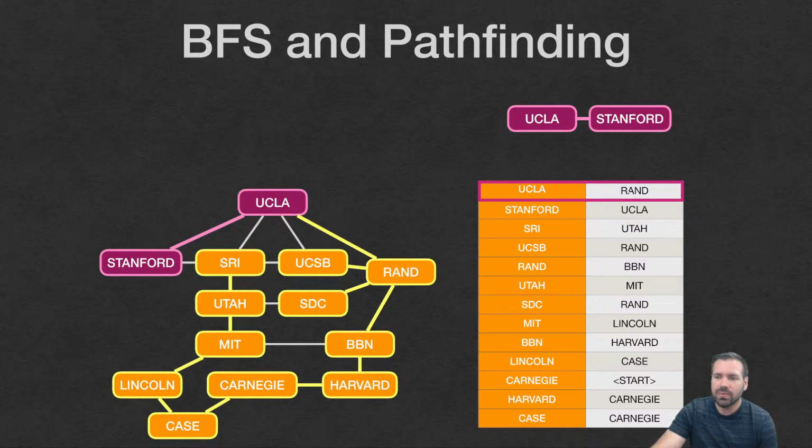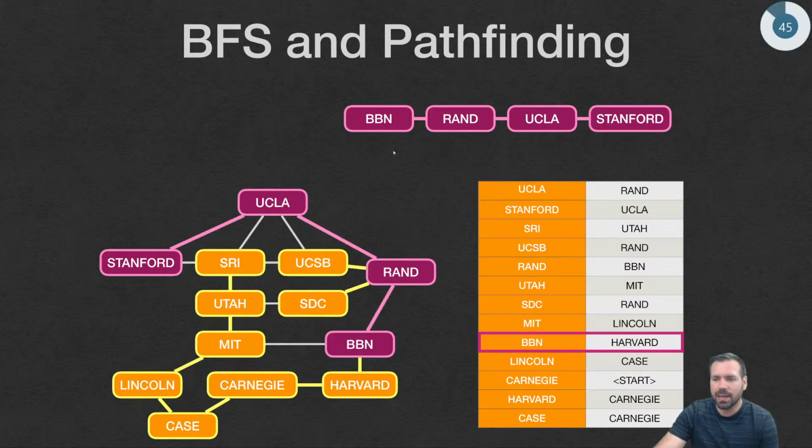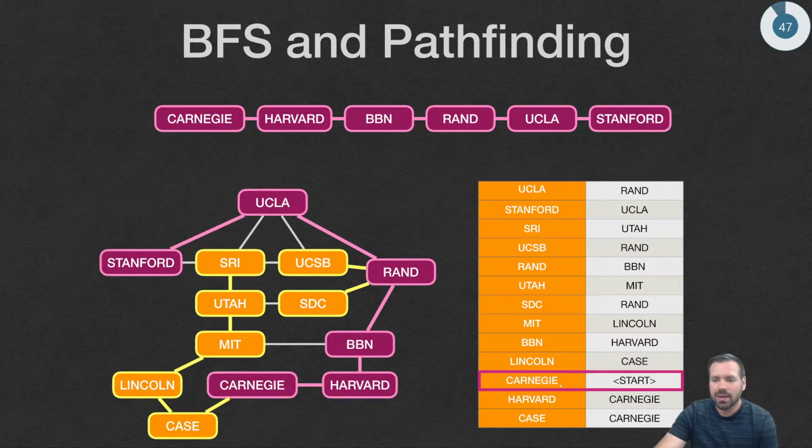UCLA, who found you? Rand, prepend Rand. Rand, who found you? BBN, prepend BBN. BBN, who found you? Harvard, prepend Harvard. Harvard, who found you? Carnegie, prepend Carnegie. Carnegie, who found you? No one found me. I'm the start node. No one can find me.